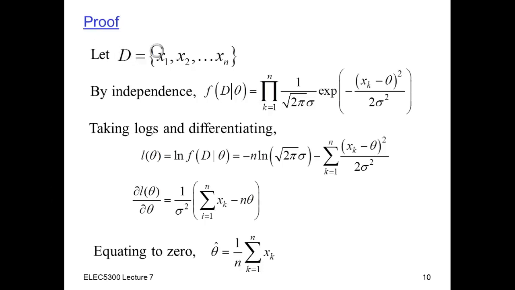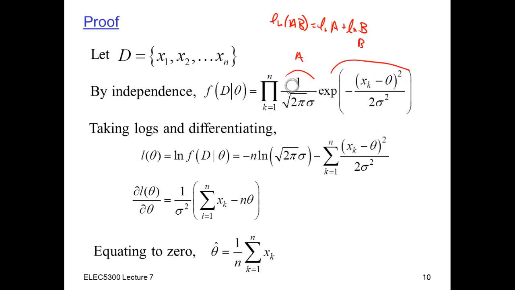So our data is x1 through xn. By independence, we can say the probability of the data is just the product of the individual probabilities of each data point looked at individually. Now when we take the log, what happens is that the product becomes a sum. Because if I call this thing A and this thing B, then log of A times B is equal to log of A plus log of B, so I just get this plus this.